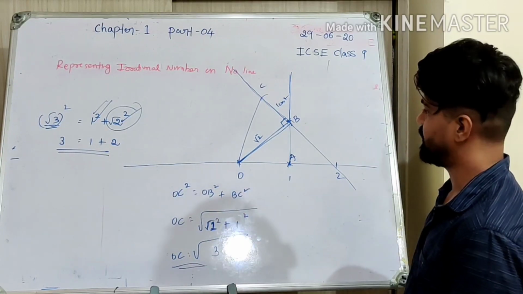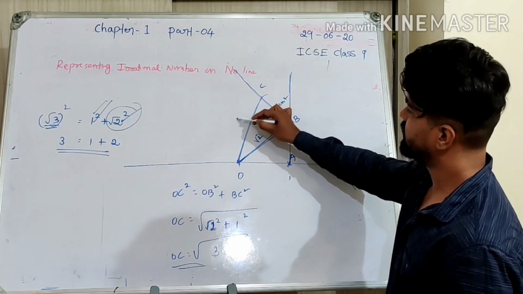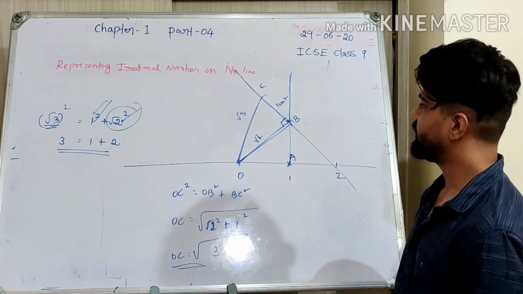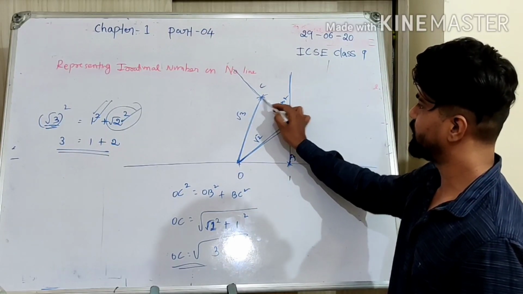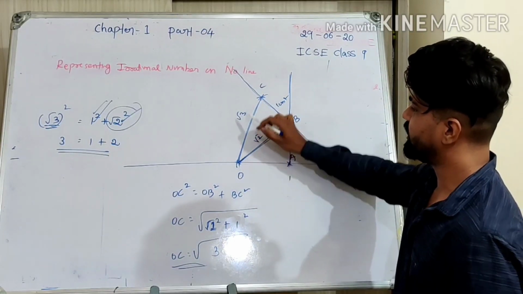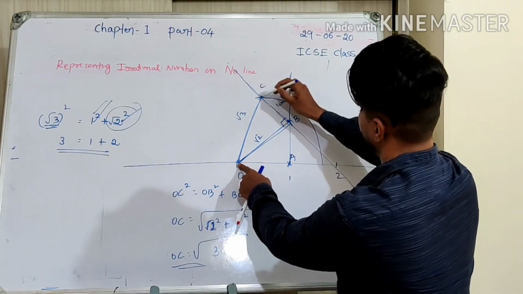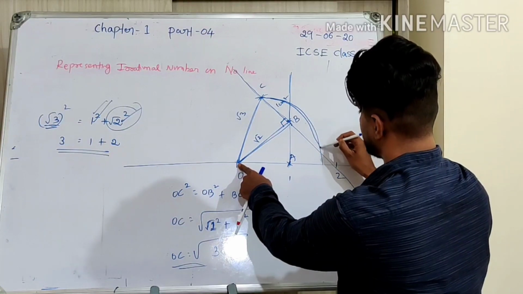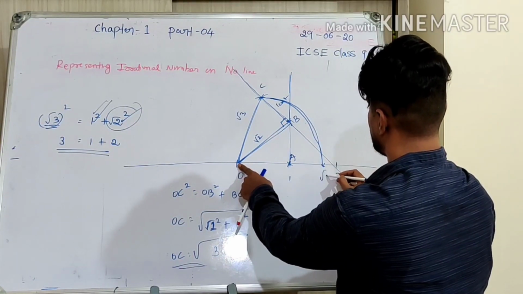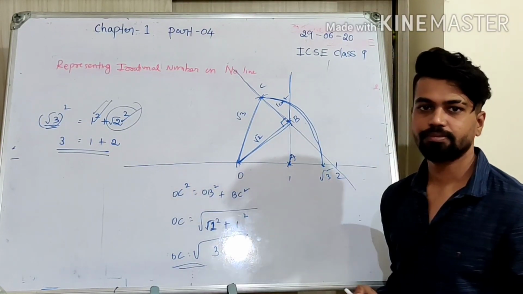So now what is your next step? This length is root 3 now. So when this length is root 3, you will take O as the center, take the compass and draw an arc which is cutting the number line. So this will be the value of root 3.